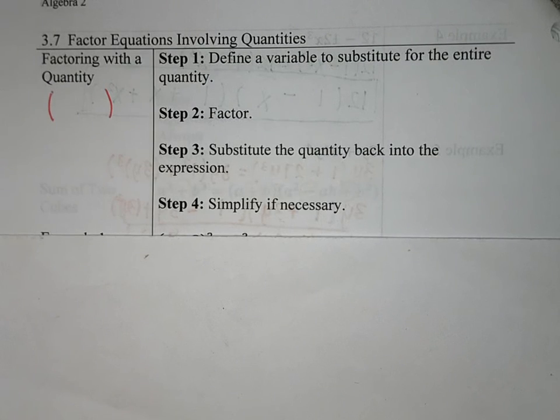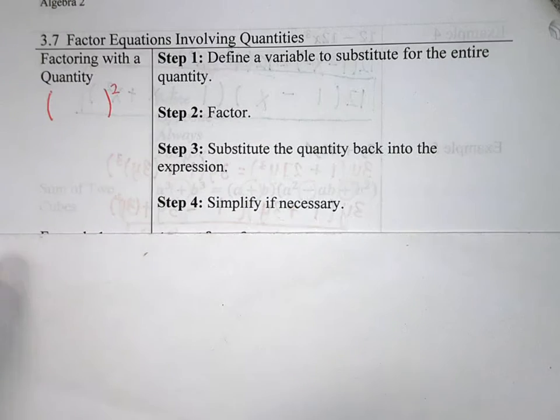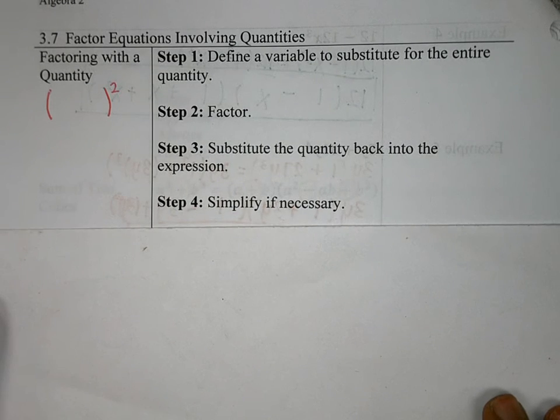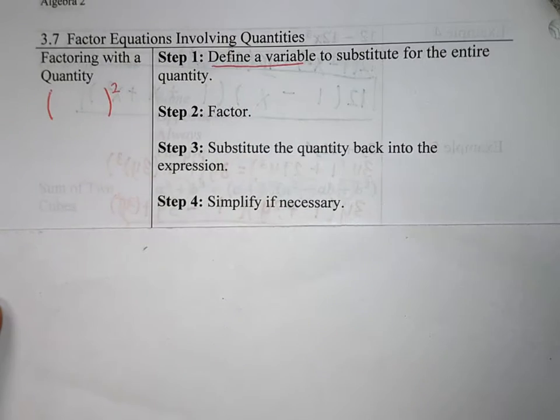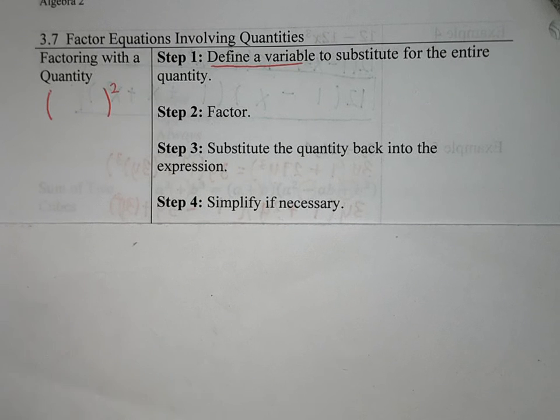So there's a problem and there's parentheses in there, and usually that parentheses has a squared or some kind of exponent attached to it. So what we're going to do, step 1, we're going to define a variable to substitute for the entire quantity. You can use x, you can use a, you can use whatever you want. If the problem has x's in it, I suggest that you pick something else besides x.